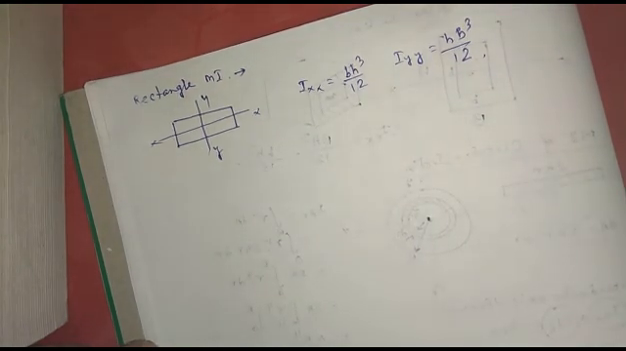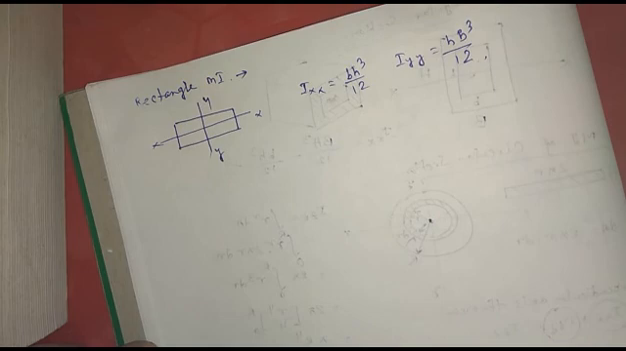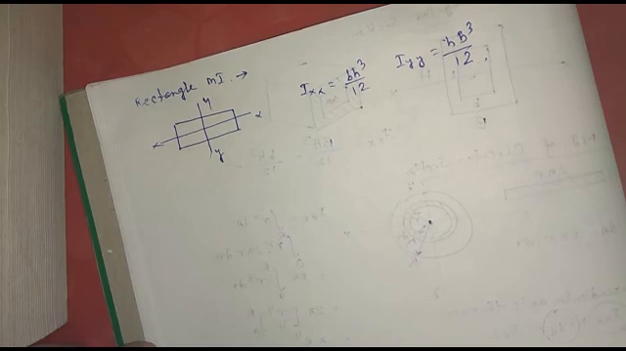Now, why we are interested in formulas? Because in derivation of composite section, we will deal with several geometries, which are the combination of several other geometrical figures. Like you can get a combination of rectangle and triangle, you can get a combination of rectangle and circle. So we need to know the moment of inertia value of each component separately so that we can derive the formulation for the whole body.